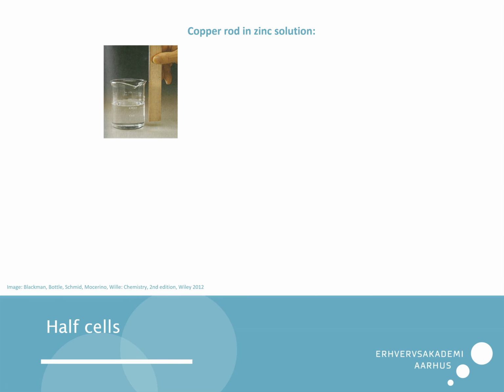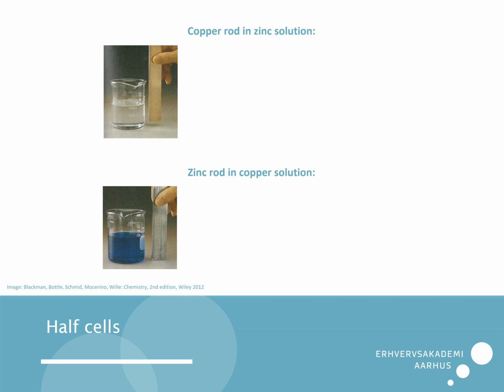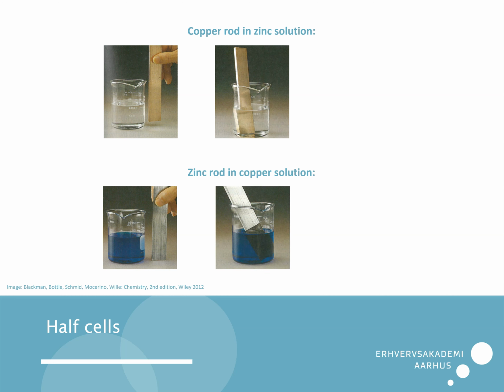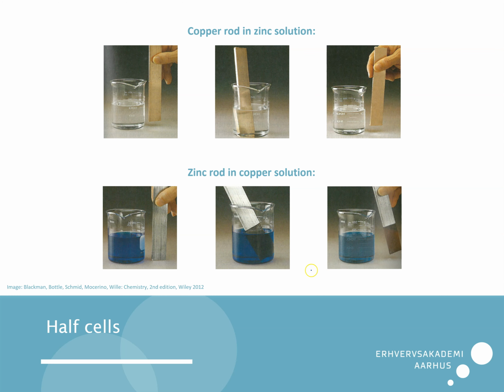We have two scenarios. In the first, we lower a copper rod into a solution containing zinc ions. In the second scenario, it's the other way around. A zinc rod is lowered into a copper solution, which, as you may know, is blue. What do you think will happen? It turns out that nothing happens in the first scenario, but in the second beaker, the copper ions will take electrons from the zinc rod and coat the surface in a layer of copper. This removes some of the blue color because this was caused by the copper ions. Meanwhile, some of the solid zinc will go into solution as ions.